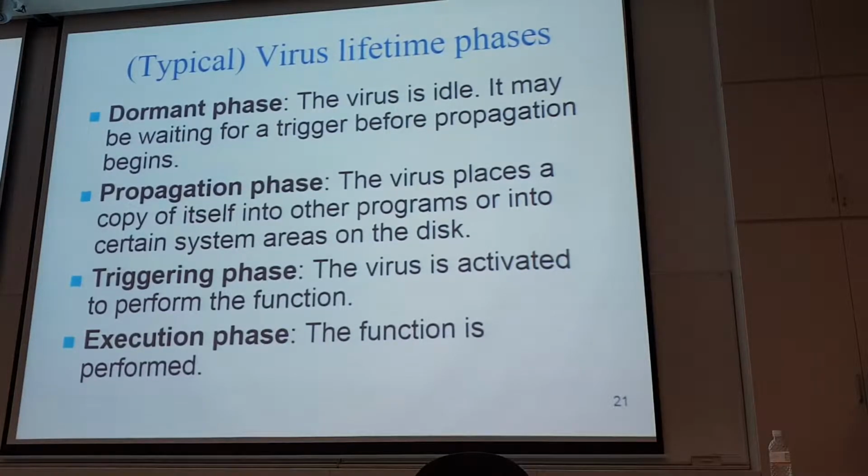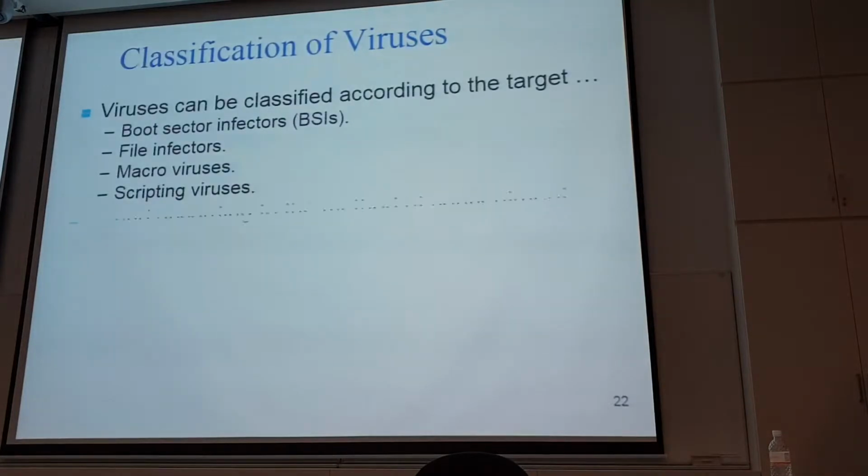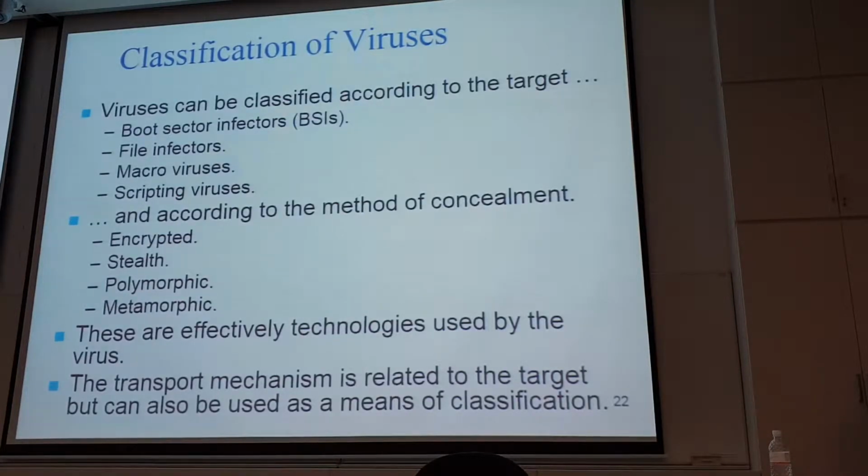So the infection is default. Whenever you activate the virus, it will infect other objects in the memory and on the hard disk. And then there can also be some trigger, like the payload. If the condition of the trigger is met, then the payload will be executed. So these are the four lifetime phases of the virus. To classify the virus, we can use, for example, the target, so where the virus will reside. The common one is the file infector, right?